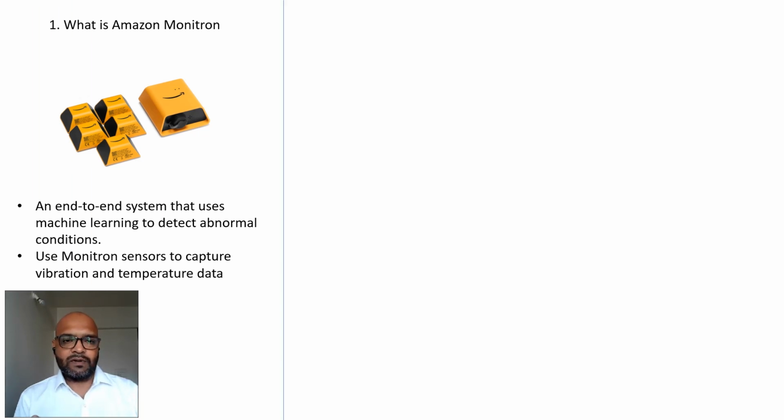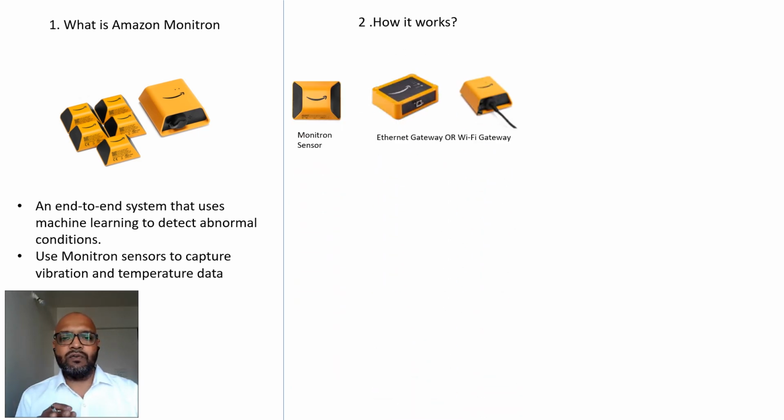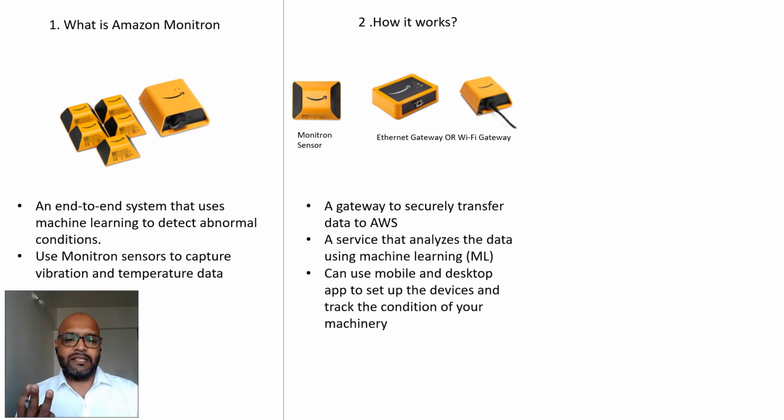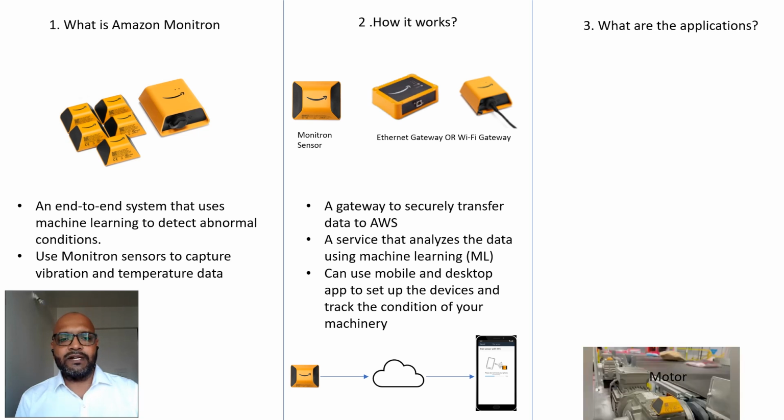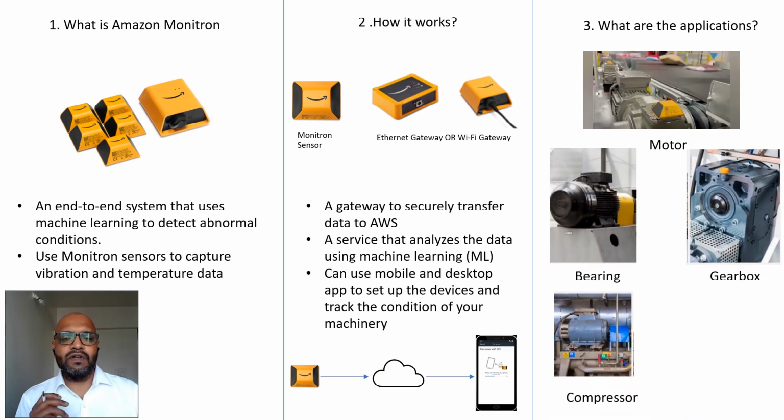So let us understand how this works. Amazon Monitron's wireless sensors can be easily attached to your equipment with adhesives without any need of expensive and cumbersome cabling. In order to make this setup work, we need three things. 1. A sensor and gateway, which will securely connect the data to AWS. 2. A service at AWS, which will analyze the data that is coming from sensor using machine learning. And 3. Monitron app, which is for the commissioning and monitoring purpose. Amazon Monitron can monitor a wide range of rotating equipments including motors, gearbox, pumps, fan, bearing, compressors.